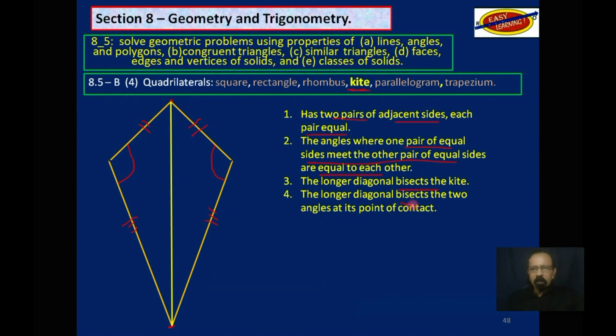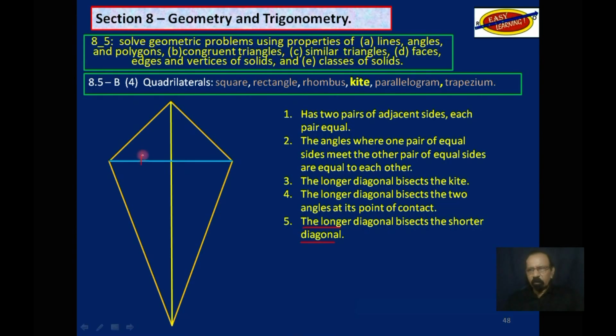The longer diagonal bisects the two angles at its point of contact. So that diagonal bisects this angle here. It also bisects that angle up there. The longer diagonal bisects the shorter diagonal. Let's put in the shorter diagonal, and you could see that the longer diagonal in yellow bisects this shorter diagonal in blue into two equal parts.